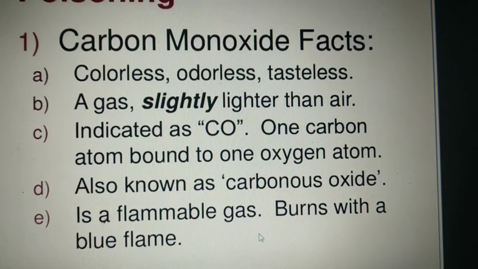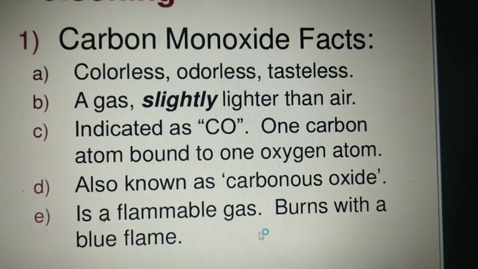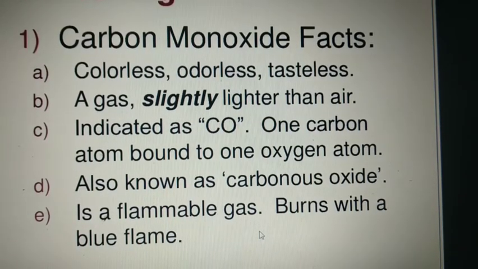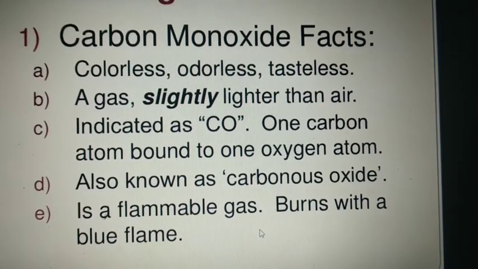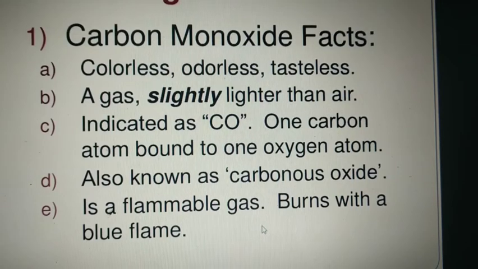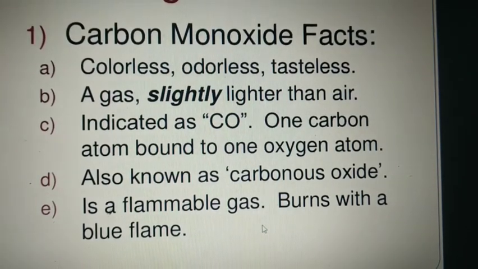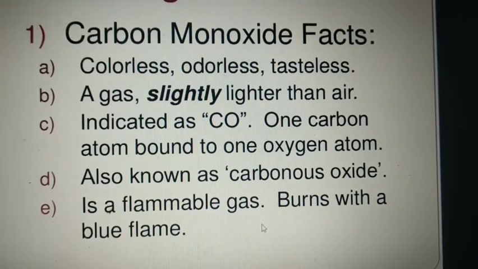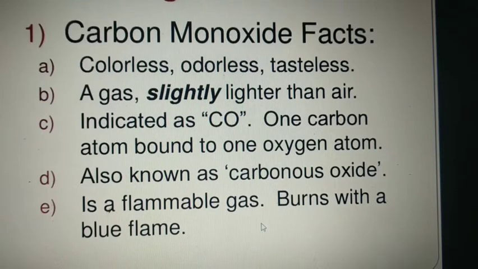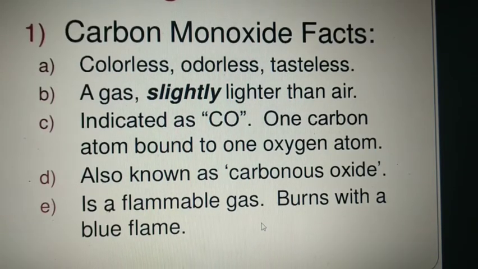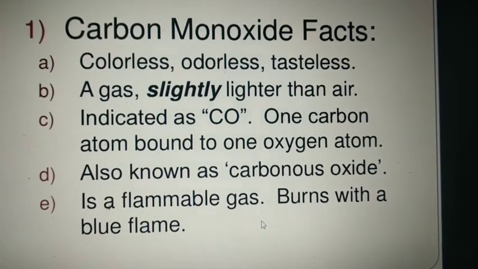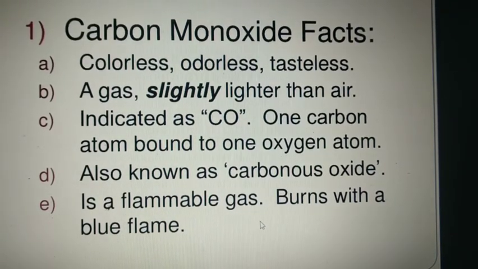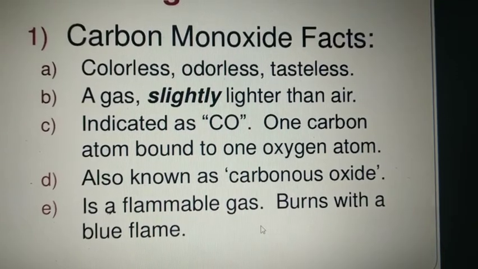Morning, students. So the next topic in this chapter, that is carbon and its compounds, the last topic of this chapter is carbon monoxide. So in this class we are going to discuss about carbon monoxide, its properties, uses and its harmful effects. So let's discuss this.